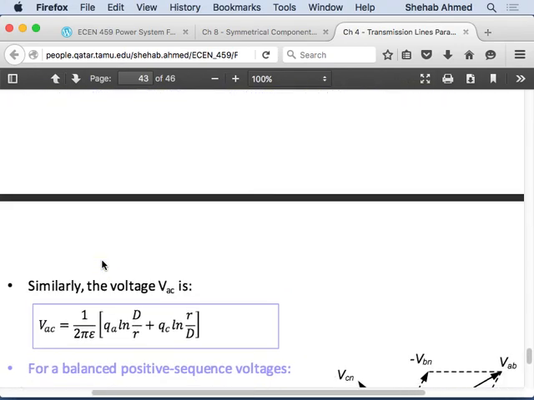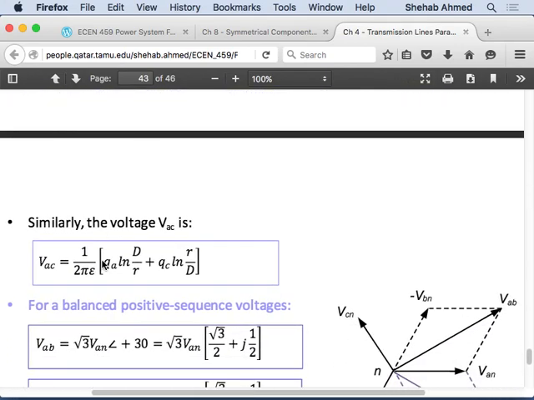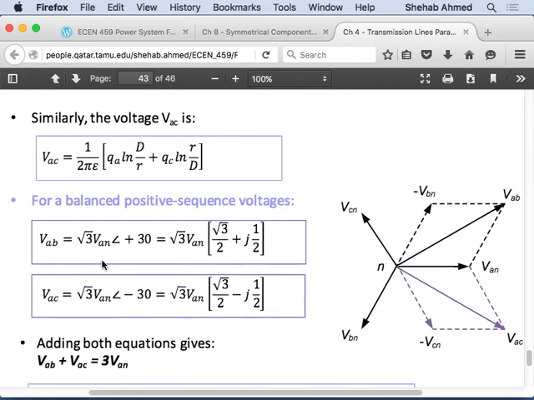Any questions about the calculation of voltage? No? If I have VAB, I can multiply by square root of 3 and shift it by 30 degrees to calculate VAN. You calculate the line voltage. If you want the phase voltage, you can use the identity between the phase voltage and line voltage that we did before.